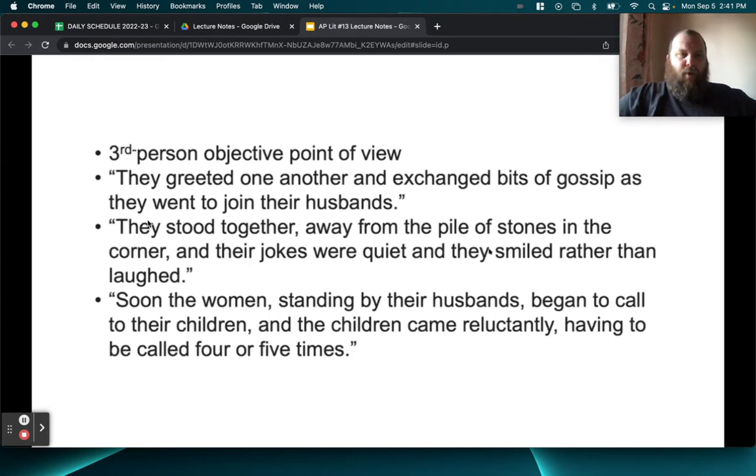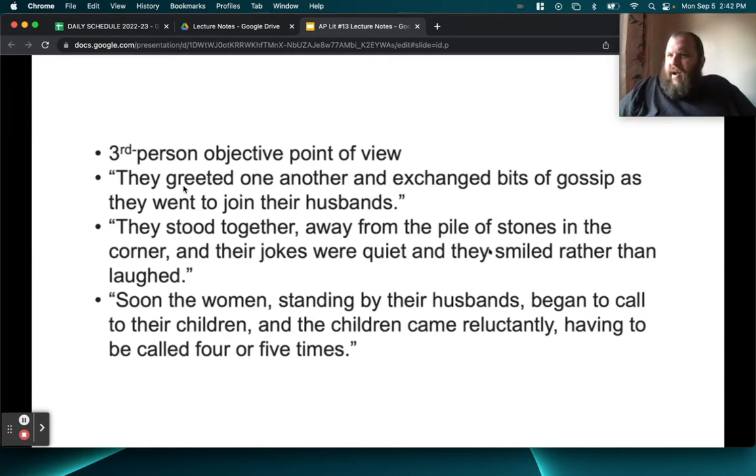Right? We have quotes like this. They greeted one another and exchanged bits of gossip as they went to join their husbands. They stood together away from the pile of stones in the corner, and their jokes were quiet, and they smiled rather than laughed. And finally, soon the women standing by their husbands began to call to their children, and the children came reluctantly, having to be called 4 or 5 times.